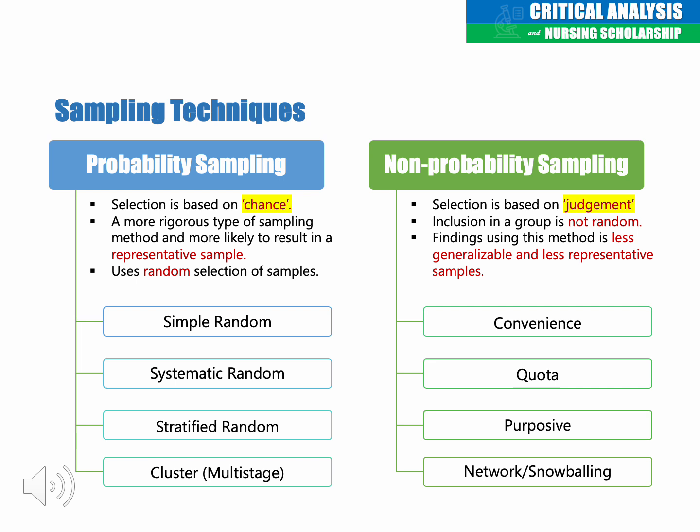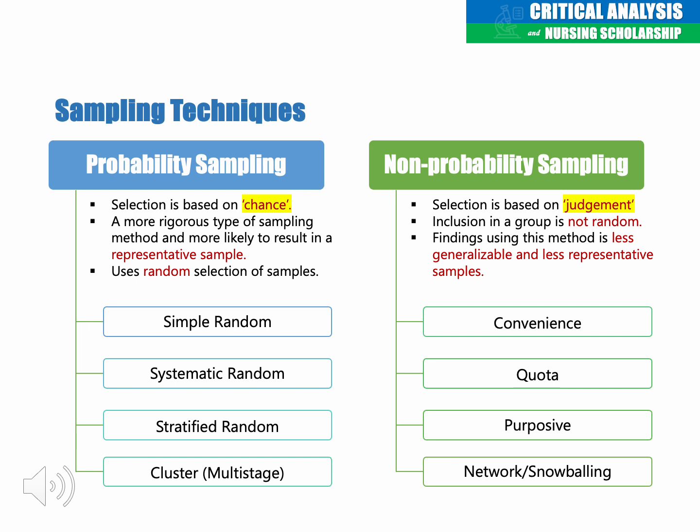Now, in this type of sampling design, selection is basically based on chance. And this type of sampling design is considered a more rigorous type of sampling method, and it uses random selection of samples. In research, this sampling design is considered the gold standard. Why? Because it reduces bias and helps ensure that the sample truly reflects the population.